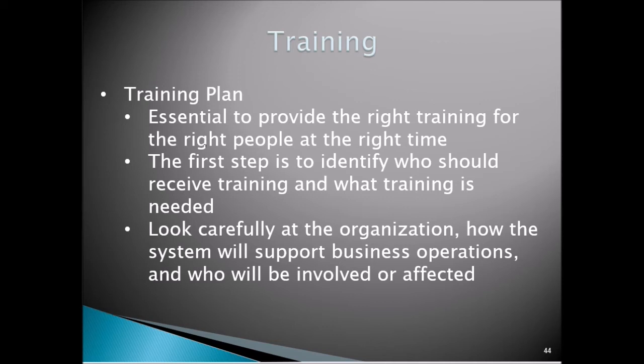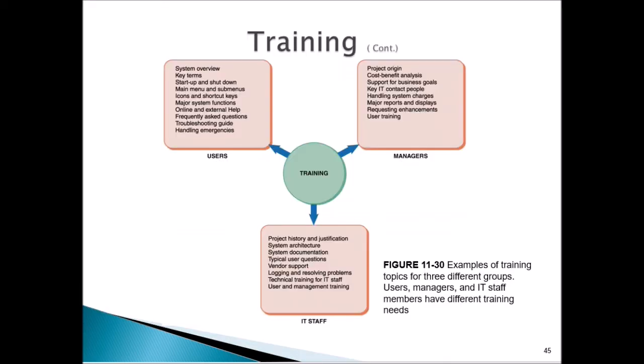The first step is to identify who should receive the training and what training is needed. So when you're doing this, you need to look at the organization and how the system will support the business operations and who is going to be most affected and involved. And a lot of times that's going to be the operational employees because they're the ones who are hitting the system the hardest. So here's some examples of some different training topics to go over for people wearing different hats within the organization.